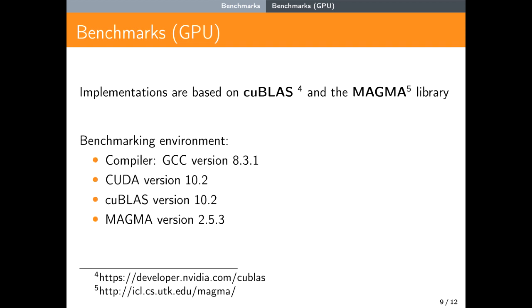The next step to improve the performance was moving to the GPU. For these implementations, we used the cuBLAS and the Magma library. cuBLAS is an implementation of the BLAS library for GPUs, and Magma, short for Matrix Algebra on GPU and Multicore Architectures, is a dense linear algebra library, especially for GPUs and hybrid architectures.